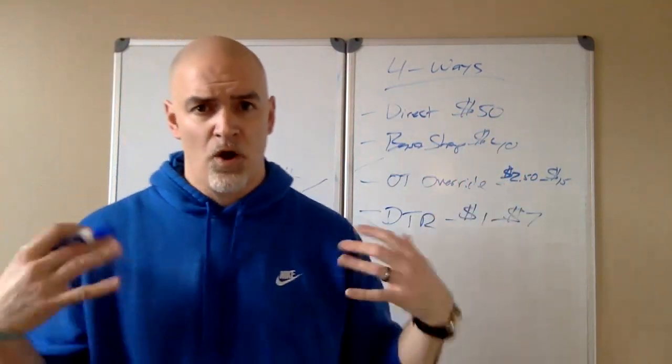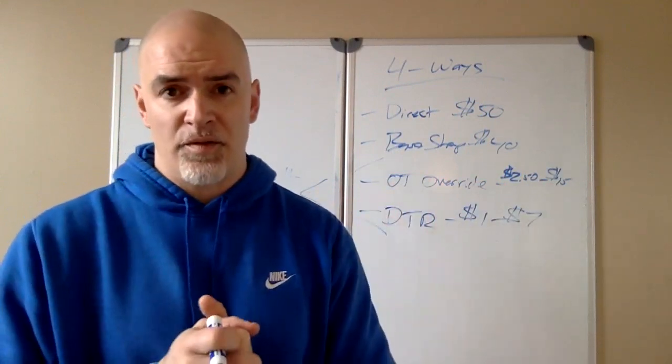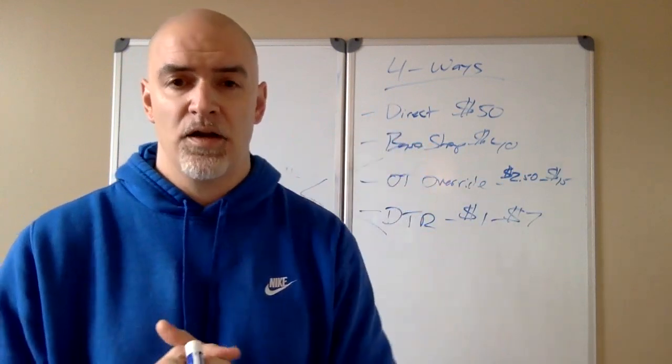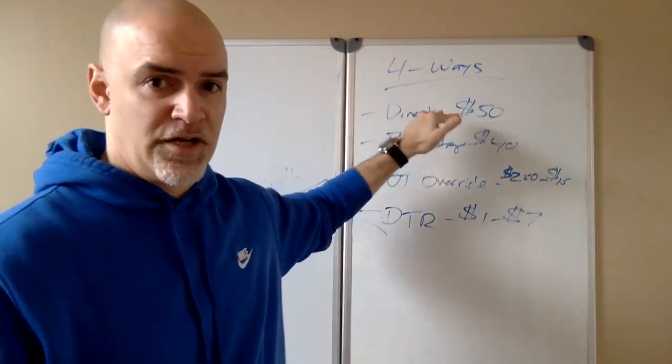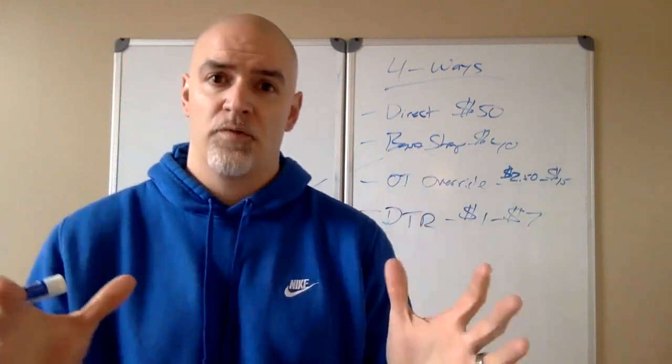So hope this makes sense for you guys. Hope you understand a little bit better now how the myEcon comp plan works. Like I said, there's really 4 main components: your direct commissions, your base shop commissions, your one-time overrides, and then your Dream Team residuals. Those are really the 4 major components.